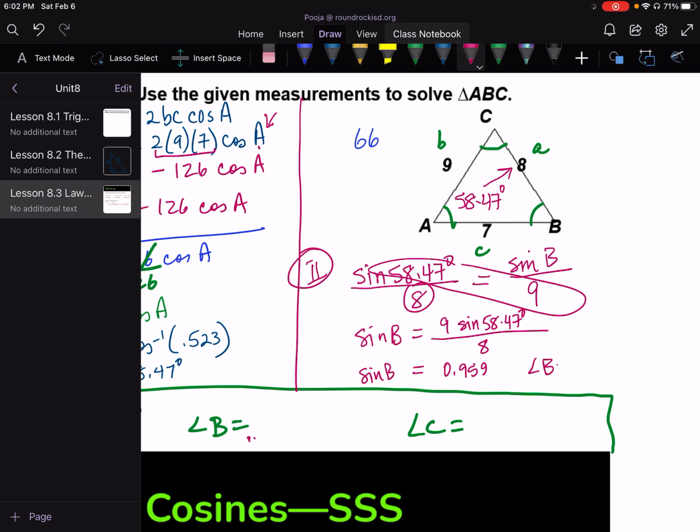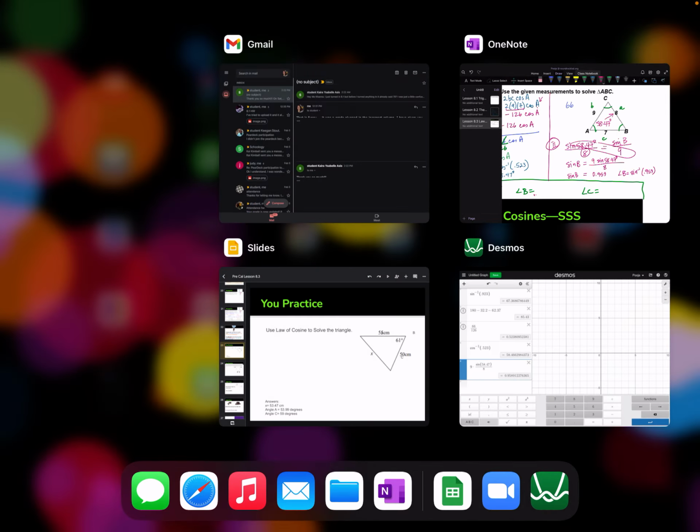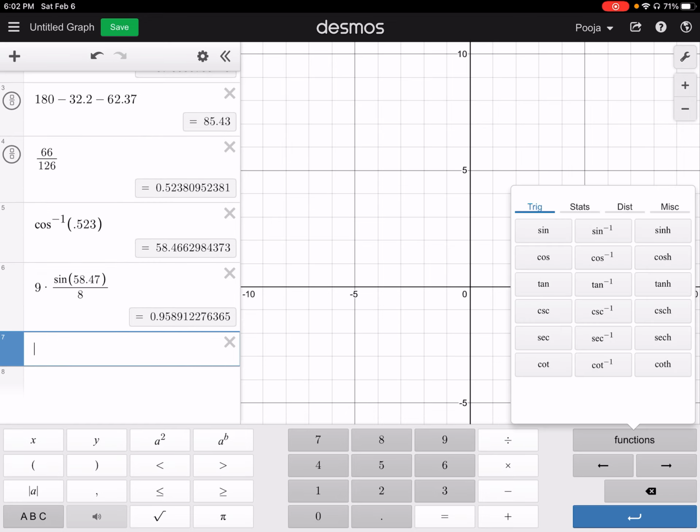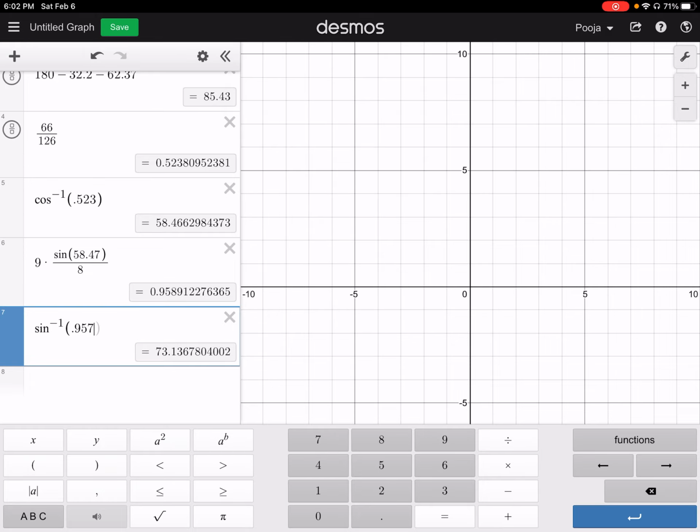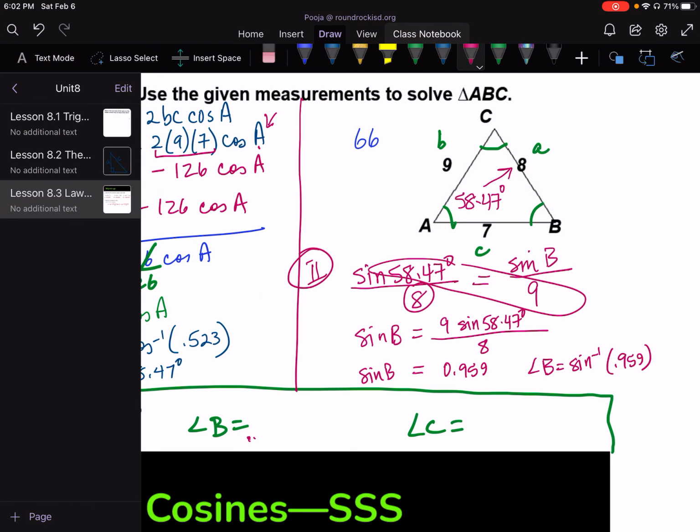So angle B can easily be found by sine inversing the value. Sine inverse of 0.959. 73.14 is the angle. 73.14 degrees is angle B. So I found this one as well.